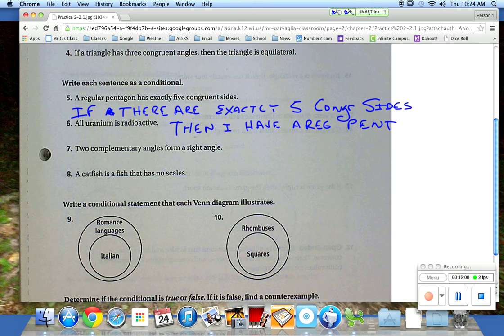If there are two complementary angles. No. If there are two right angles, they are complementary angles. If you have a right angle, it can be formed by two complementary angles.